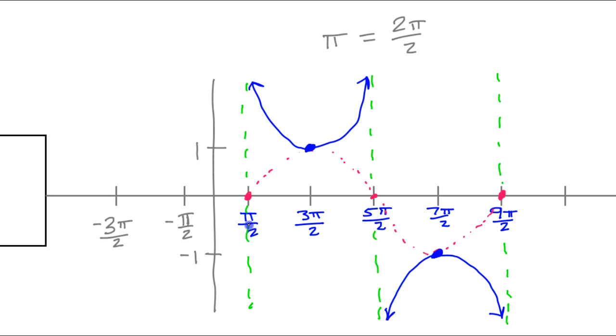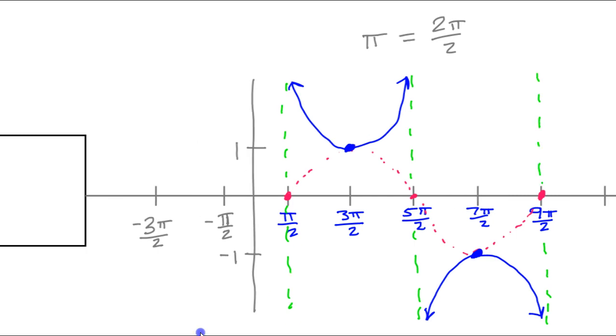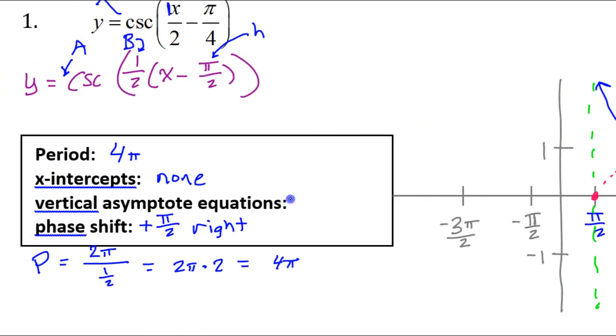So just start with the first one. I usually just pick the first positive one, so pi over 2. So vertical asymptotes always have the equation x equals, so x equals pi over 2. But now I'm going to add multiples of half a period. Half of a period would be 2 pi. So I'm going to add 2 pi, and I'll stick an n on it for the multiples.